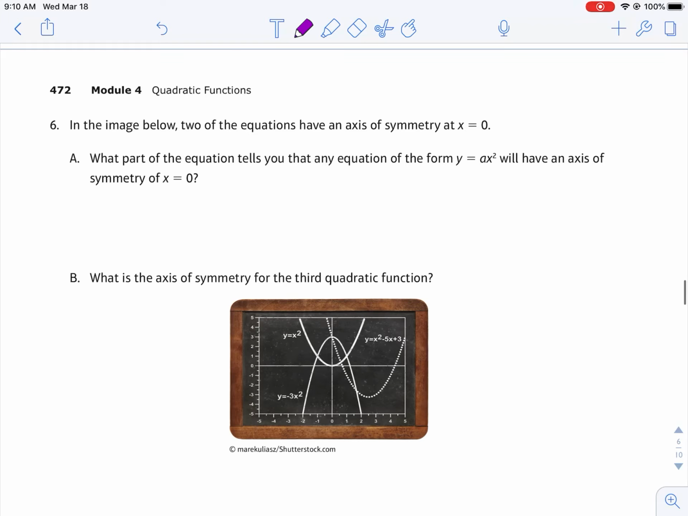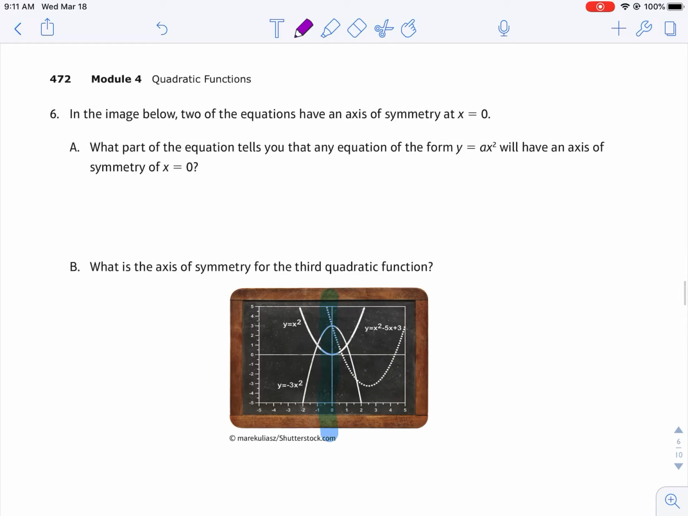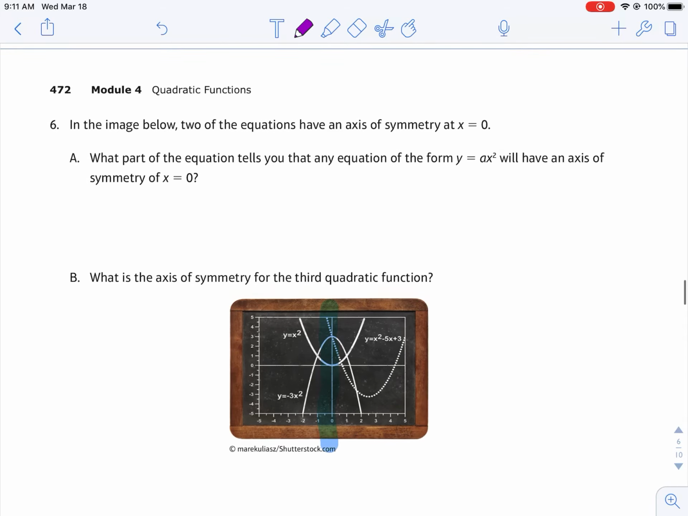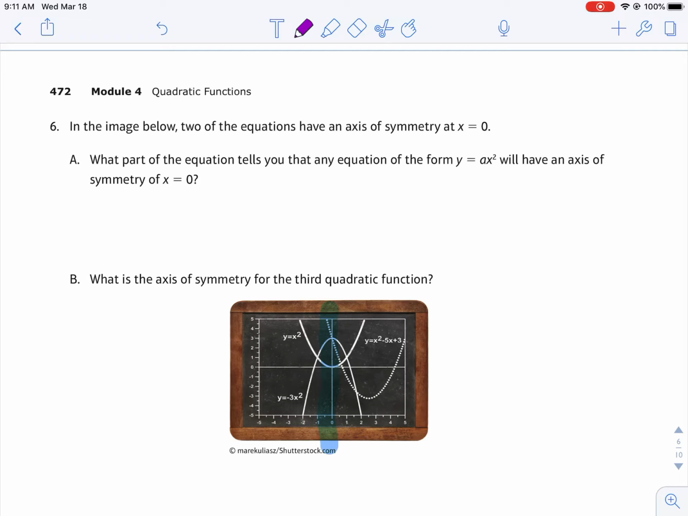In the image below, two of the equations have an axis of symmetry at x equals 0. I'll highlight that right here. What part of the equation tells you that any equation of the form ax squared will have an axis of symmetry of x equals 0? Well, if we want to talk about the axis of symmetry, we can compare that to the vertex. Let's talk about vertex form.